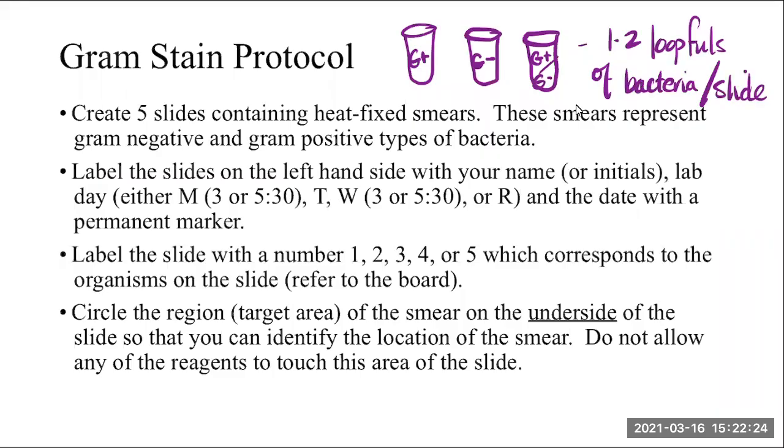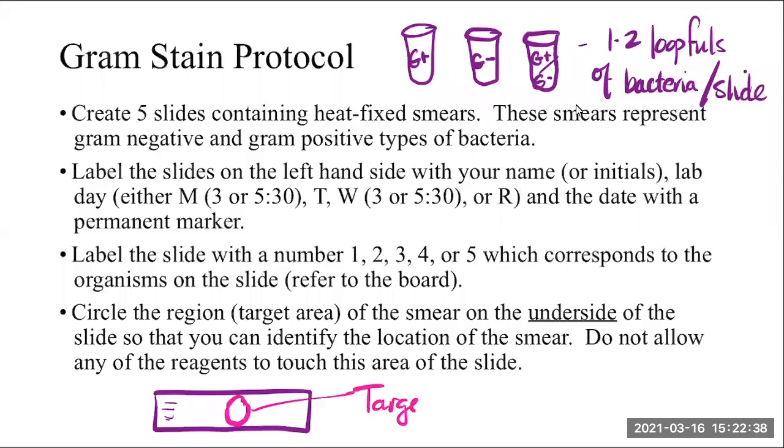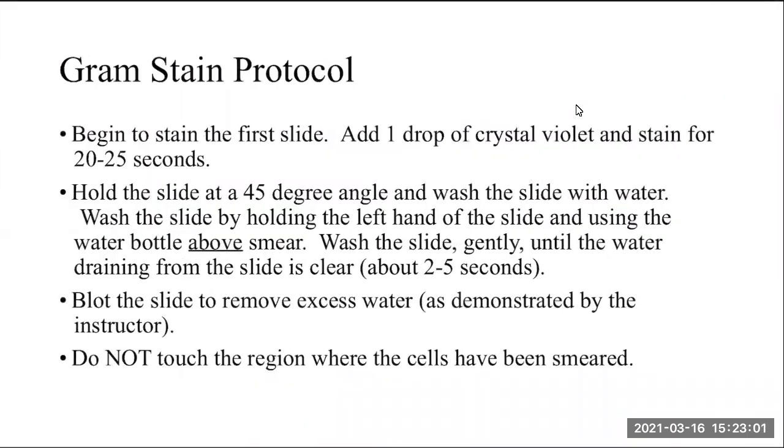Then you would label the slides on the left-hand side. Then you would have your target area, and you would put into that target area either gram-positive, gram-negative, or the combination of gram-positive and gram-negative. And then you would carry out the gram stain protocol.